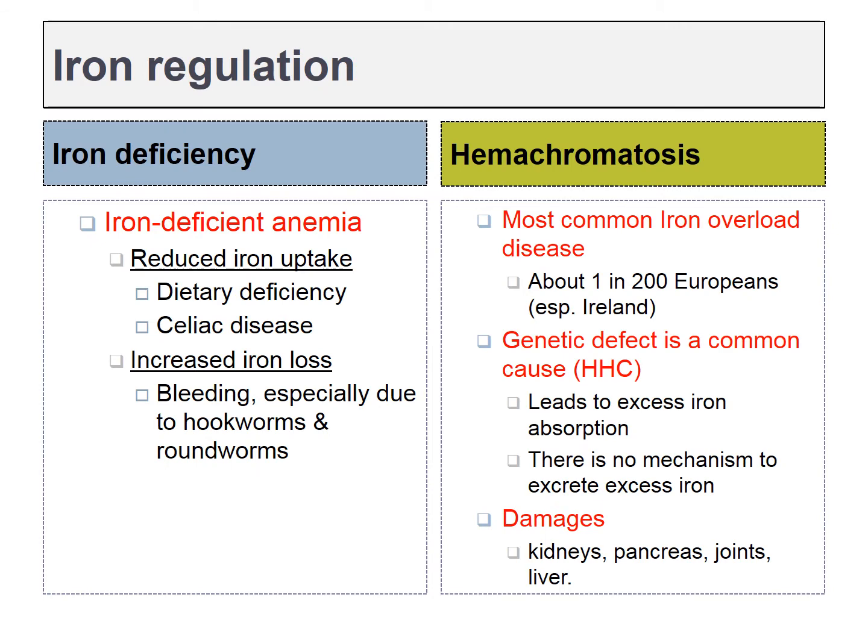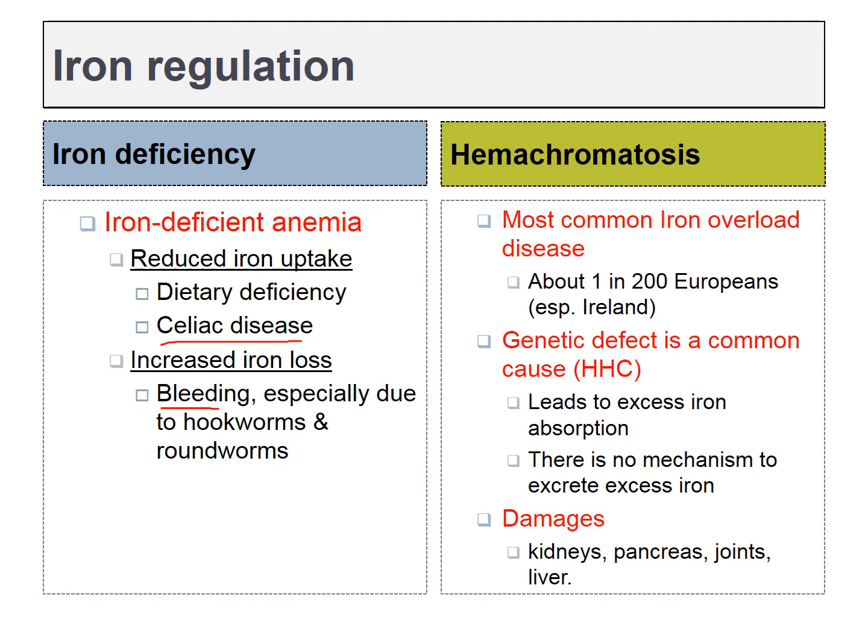Iron deficiencies can also be caused by a lack of iron in the diet or the inability to absorb iron from the diet, such as seen with celiac disease. It can also be caused by an increased loss of iron, especially internal bleeding caused by hookworms and roundworms.